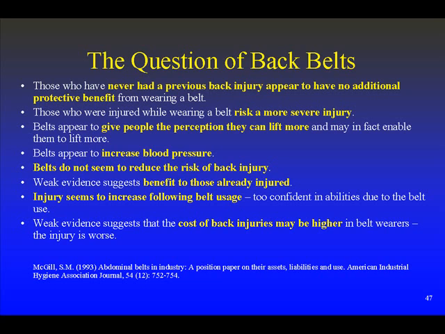And last, there is weak evidence suggesting that the cost of back injuries may be higher in belt wearers because their injuries are worse.